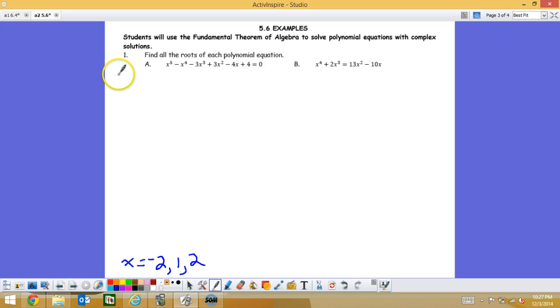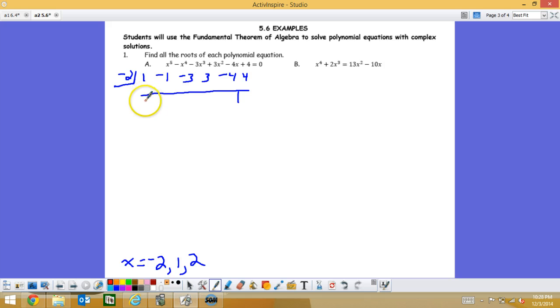So we're going to start with -2 with the synthetic division, and in a second I'm just going to write the coefficients of that polynomial. So 1, -1, -3, 3, -4, and 4. Okay? And with the synthetic division, don't forget that this is our remainder, and we should end up with 0 there.